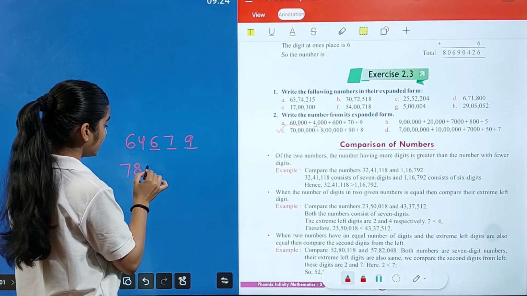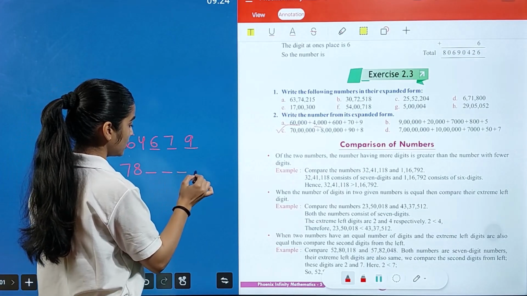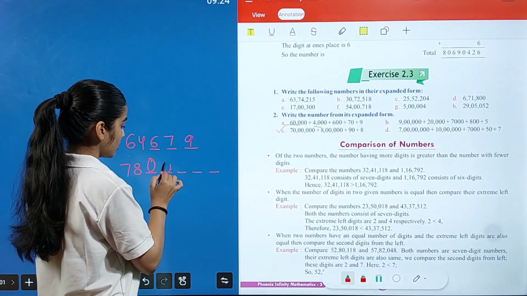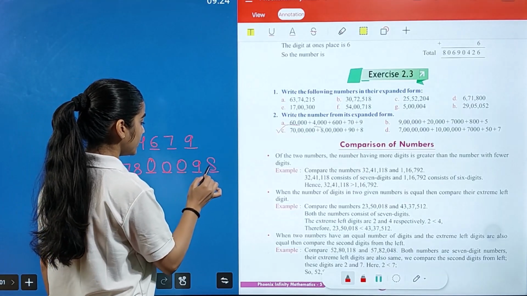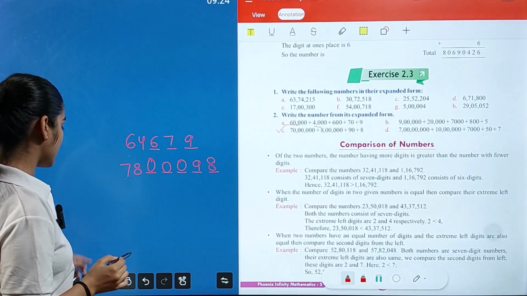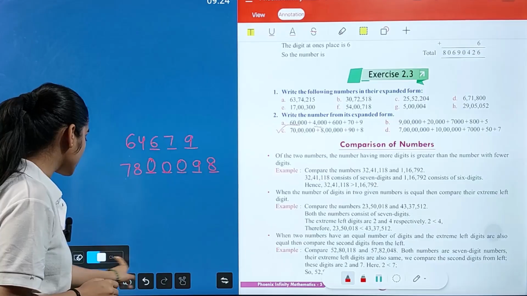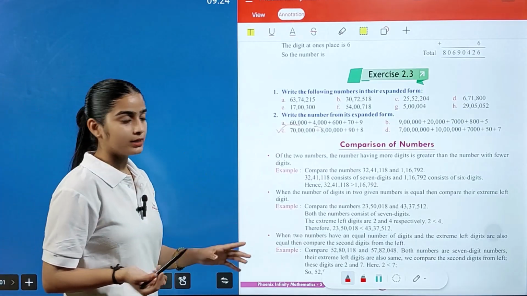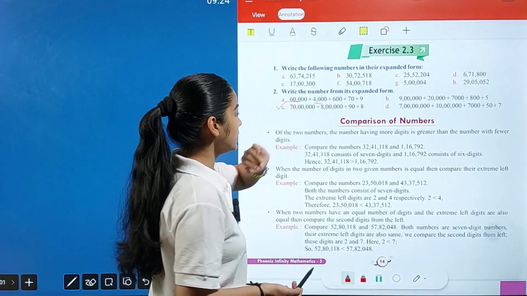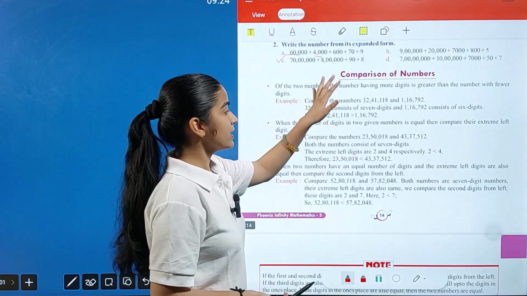After this, 78 lakh 1, 2, 3, 4, 5. Right? So 0, 0, 0 and 98. 78 lakh 98. This is our answer. So in the same way, you can write the rest of the parts and write their numbers by taking help from the expanded form. Now, comparison of numbers.